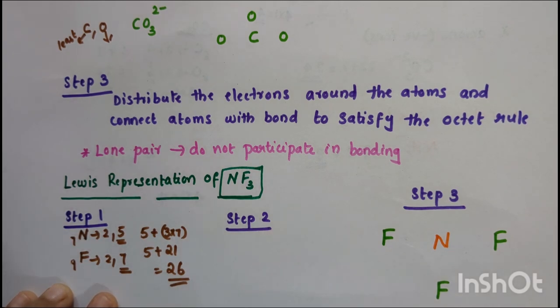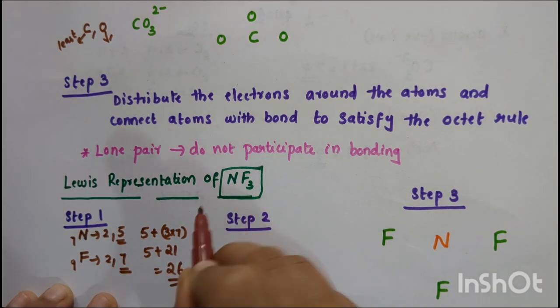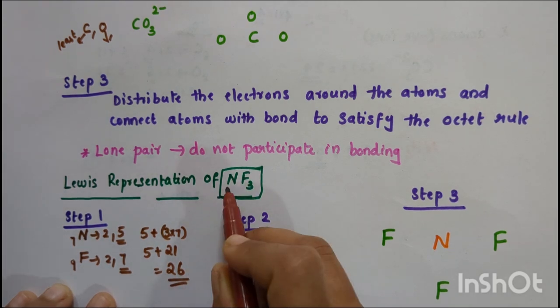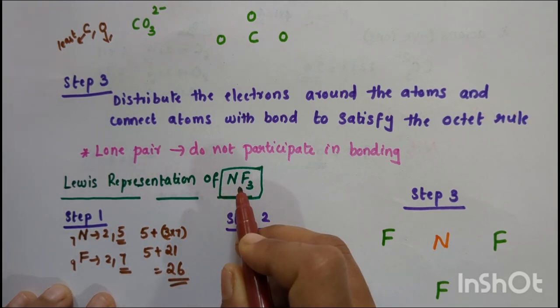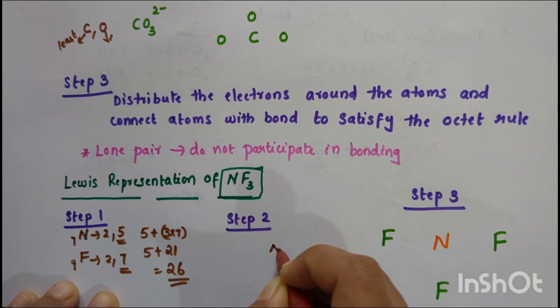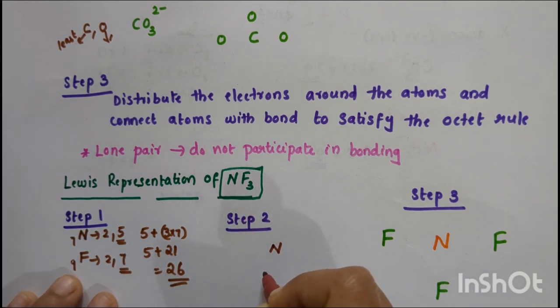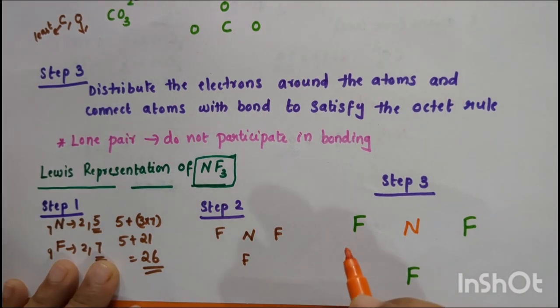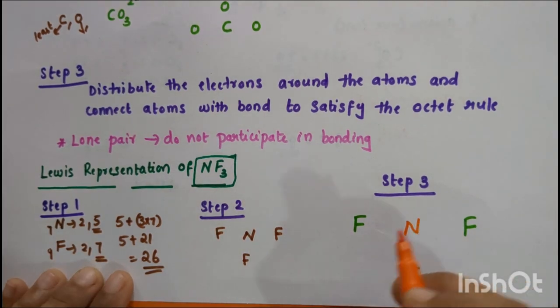Now step 2, we draw the skeletal structure. There are 2 atoms, nitrogen and fluorine. When you compare them, nitrogen is the least electronegative atom and fluorine is the most electronegative atom. So the least electronegative atom would be placed in the center, and then fluorine will be distributed in its surroundings.